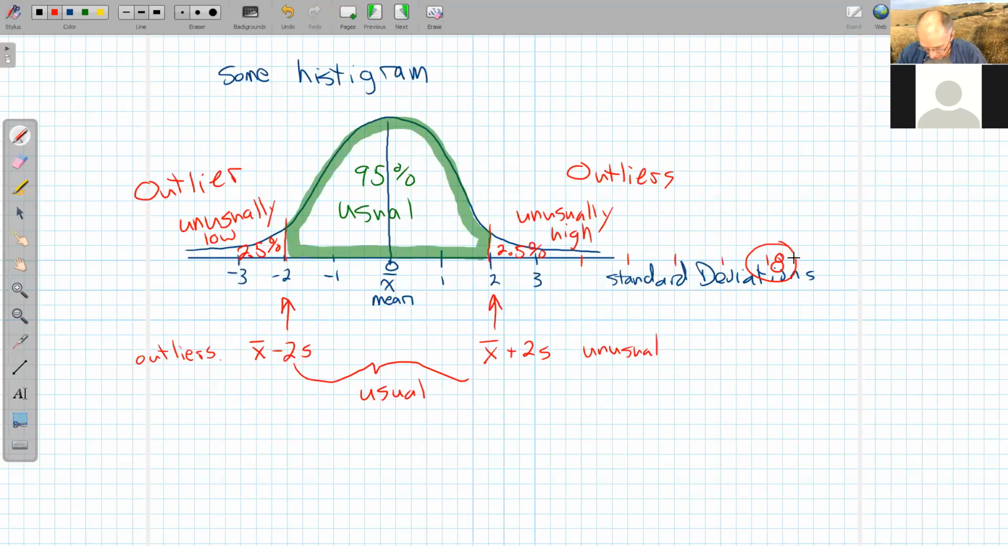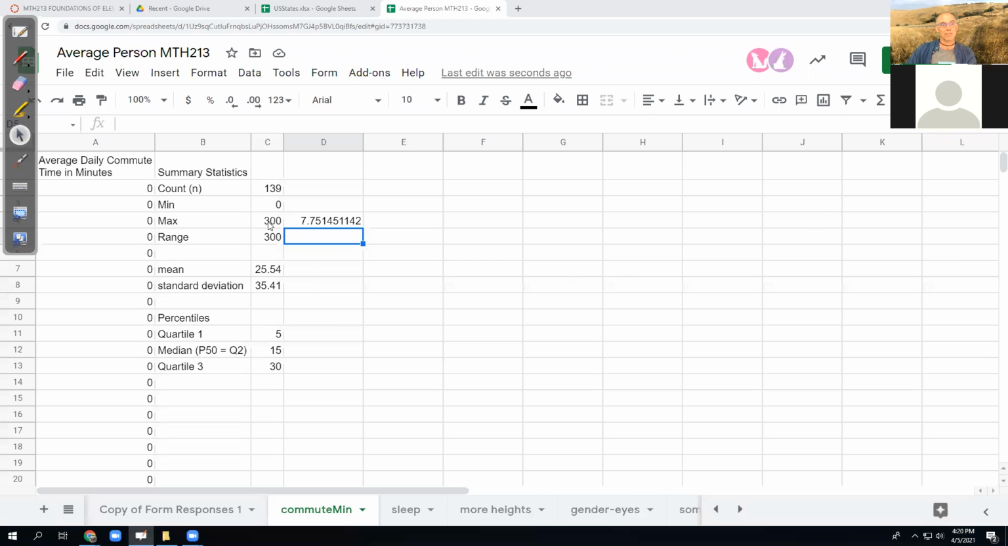So when you have outliers like that, one of 2 things, maybe 3 things is true. This person is just really unique. They really drive that on average every day. Wow. Or there's an error. Oops, they meant to put 30.